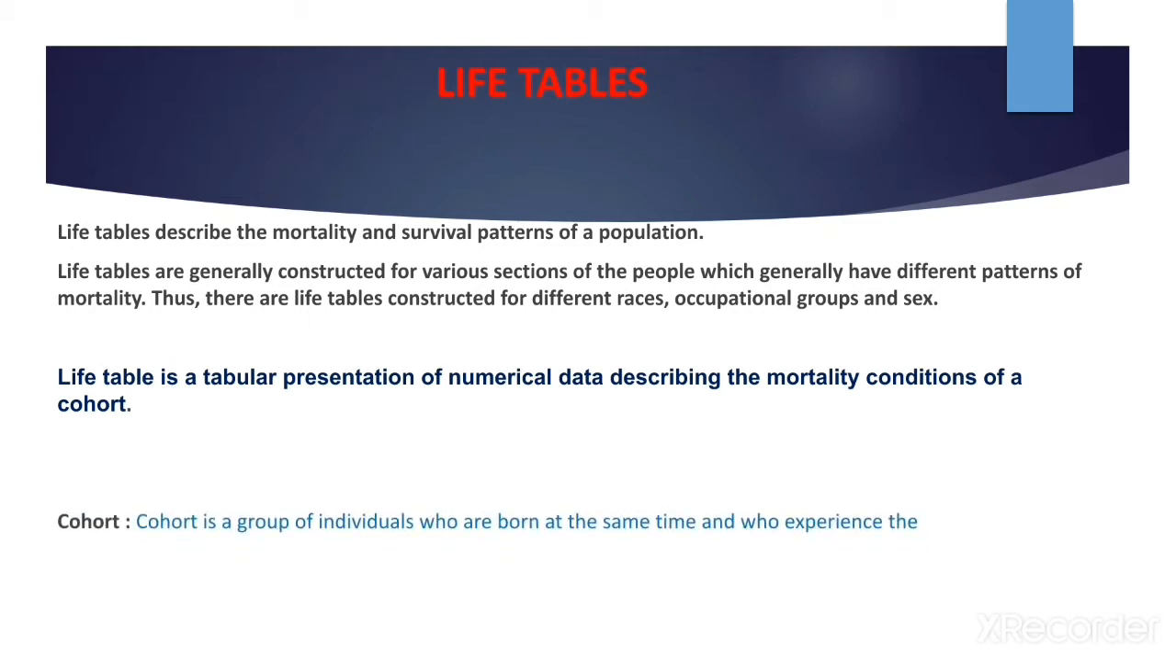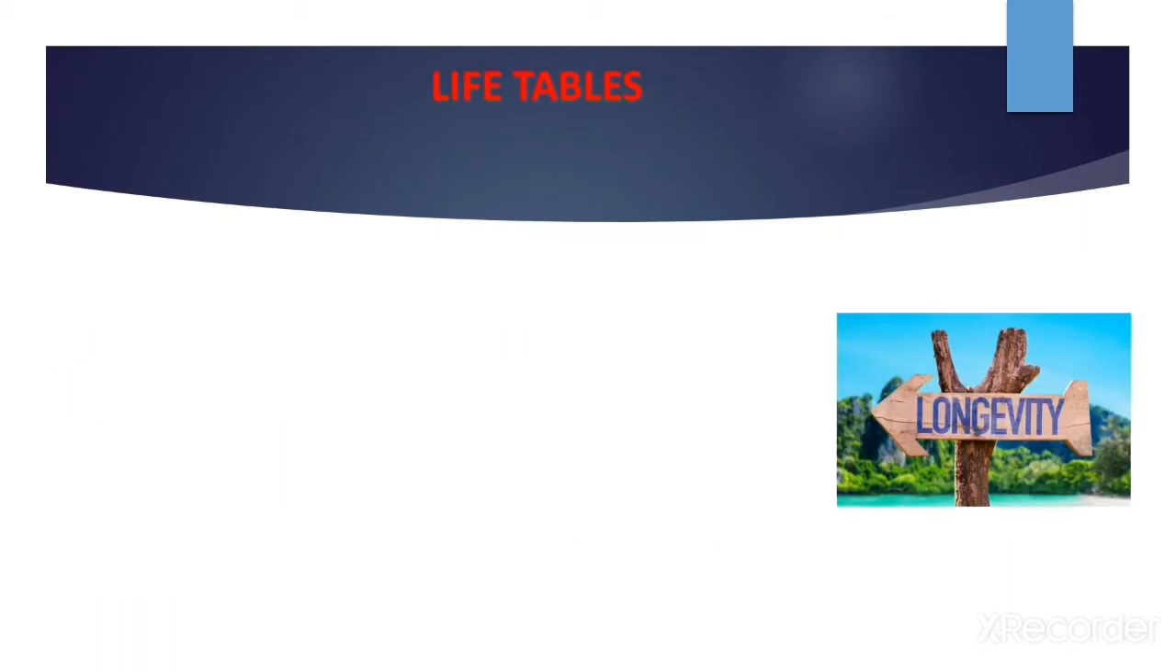So, what is a cohort? A cohort is a group of individuals who are born at the same time and who experience the same mortality conditions. Individuals who are born at the same time and who experience the same mortality conditions are called a cohort. The next term is radix. Radix is the size of the cohort. Generally, the size of the cohort is 1 lakh.